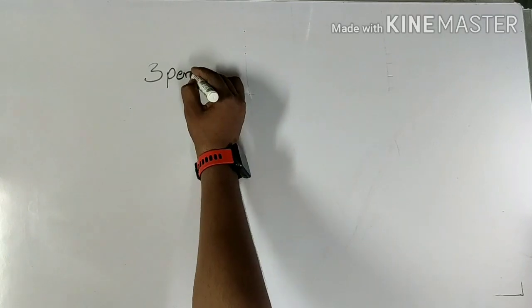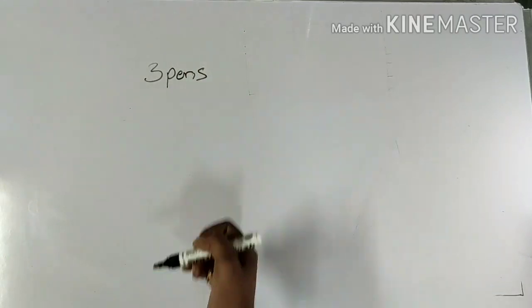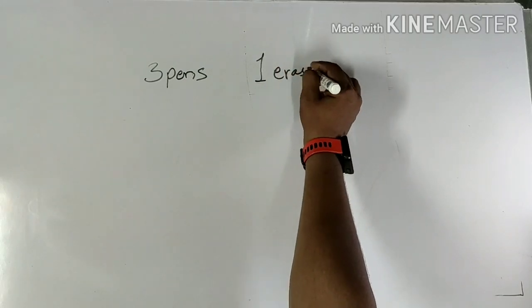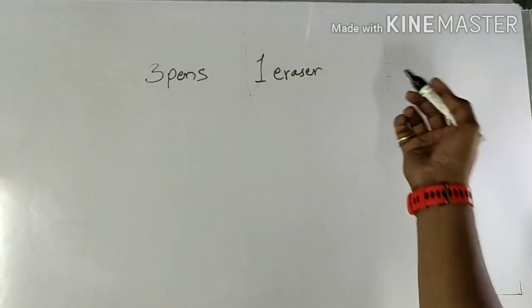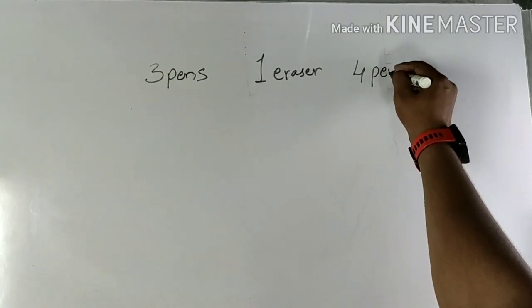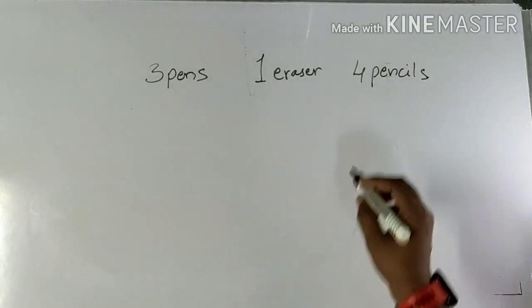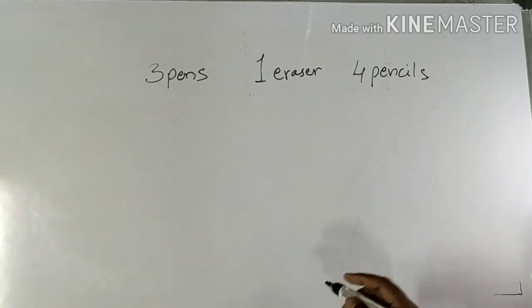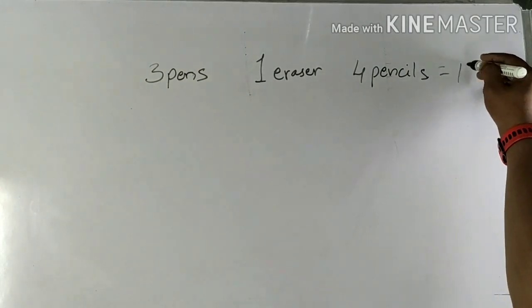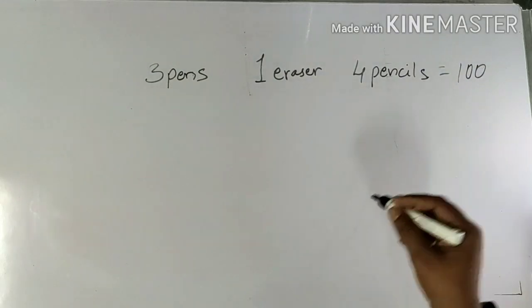3 pens and 1 eraser and 4 pencils. Okay, and the total sum that you paid to the shopkeeper is 100 rupees.